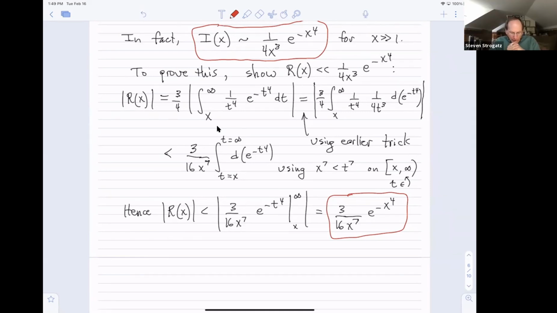Yep, you could. The advantage of doing it this way is that with a little more work, we could keep getting more and more terms in the asymptotic expansion. In fact, this thing that I've just computed will be the next term in the expansion. But yeah, your method will work too.